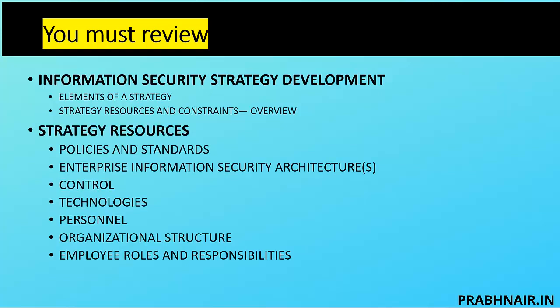So what are the strategic resources we have? Policy and standards. Without that, things cannot work. Enterprise information security architecture, because architecture builds the solution. Based on that, we adopt the controls. Then controls apply on the technology, which is followed by the people, which is introduced in the organization structure and employee roles and responsibilities. So you must have a good understanding of the organization structure. You must have a good understanding of the enterprise information security architecture, which talks about your desired state. It gives you the visibility. According to that, you will integrate the process. You must know the employee roles and responsibilities.